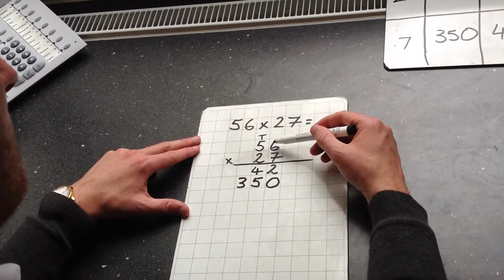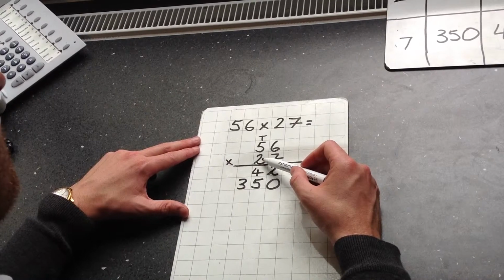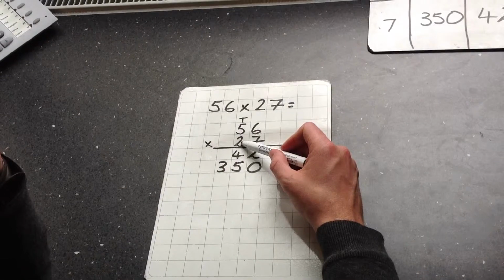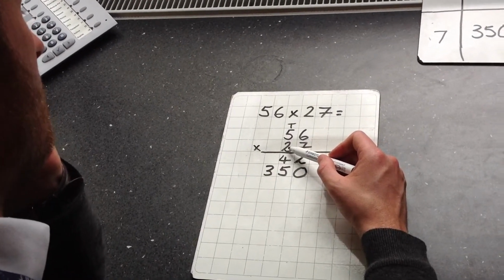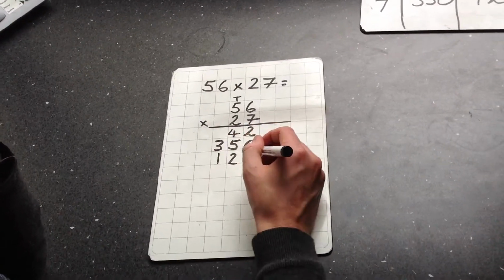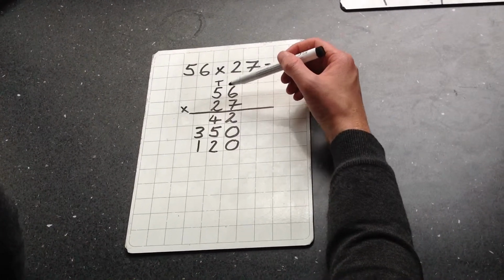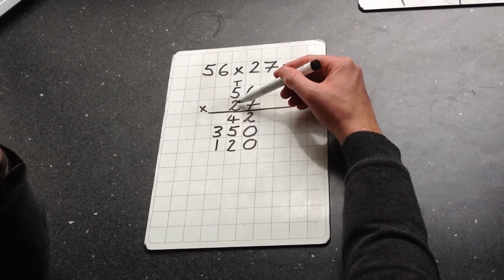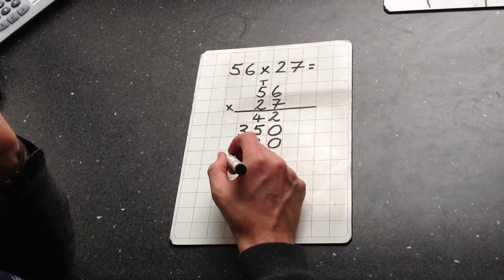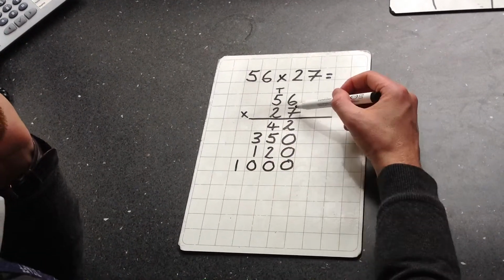Once I've multiplied these two digits by the 7, I then move on to this 10 here, 20. If I know 2 times 6 is 12, I know 20 times 6 is 120. If I know 2 times 5 is 10, I know 20 times 50 is 1000.